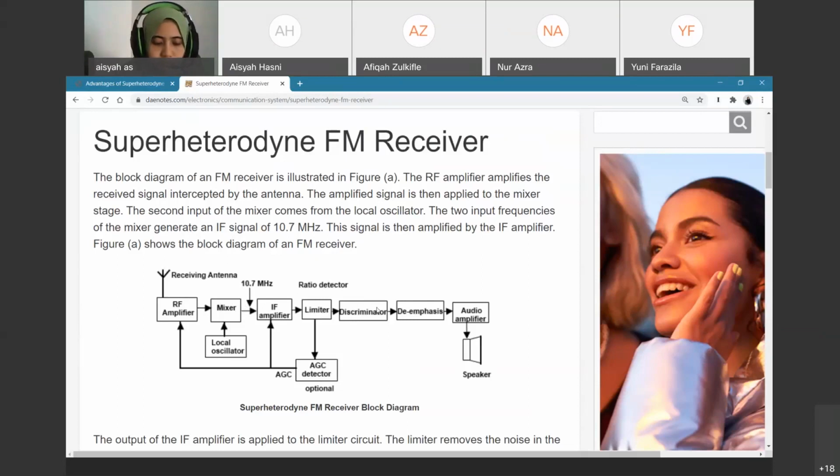Then the discriminator will recover the modulation signal. For the limiter and discriminator, if we use the ratio detector, we no longer need the limiter. And then the de-emphasis will identify the higher frequencies and reduce them to be like the original signal. Then the audio amplifier and the speaker. This AGC detector functions to control the gains of the RF and IF amplifiers.